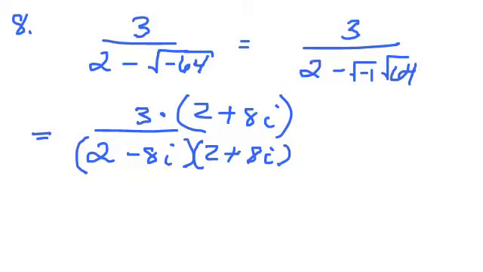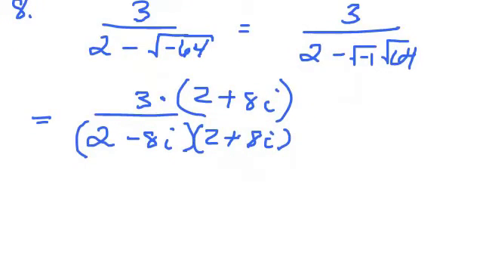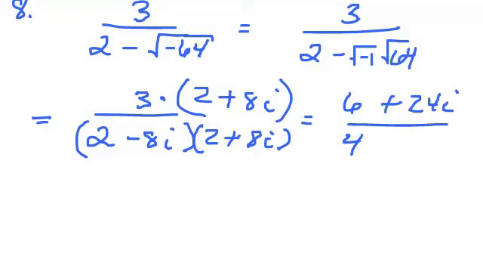Okay. And I guess we should just go ahead and write it over here. So let's go ahead and distribute that 3 across. So we have 6 plus 24i over 2 times 2 is 4. And then remember the inside terms are going to cancel out. So we have negative i times positive i is negative 64i squared.